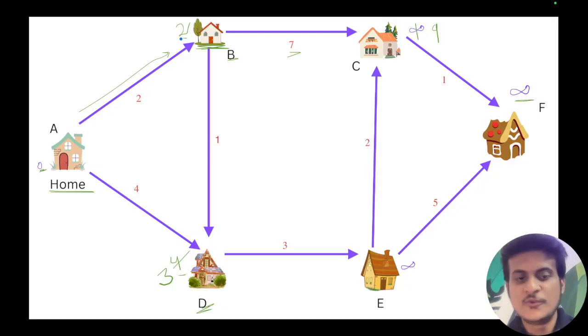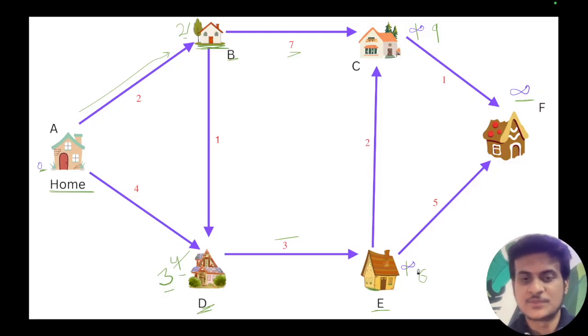At D, we will update our node to D, and we will find the connected vertices from D. So there is only one connected vertex, that is E. Now what we are going to do is update the value of E with 3 plus 3, that is 6. This vertex will get updated.